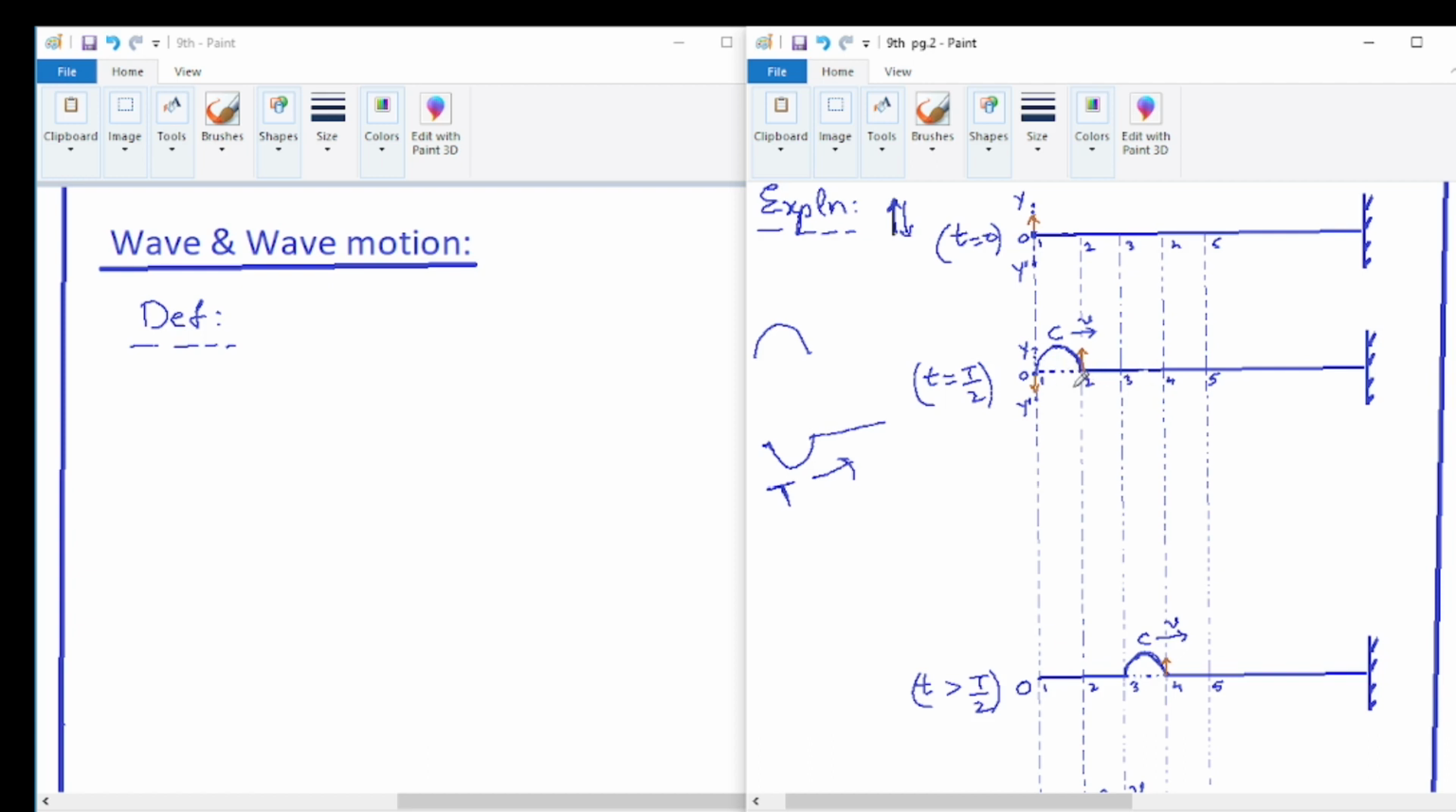Another very important thing is related to the vibration of each particle. We have already seen that for the disturbance to propagate along the string, vibration of particles is compulsory. If any particle is not allowed to vibrate, the wave stops there and can't propagate further beyond that point. So vibration is compulsory for wave motion.